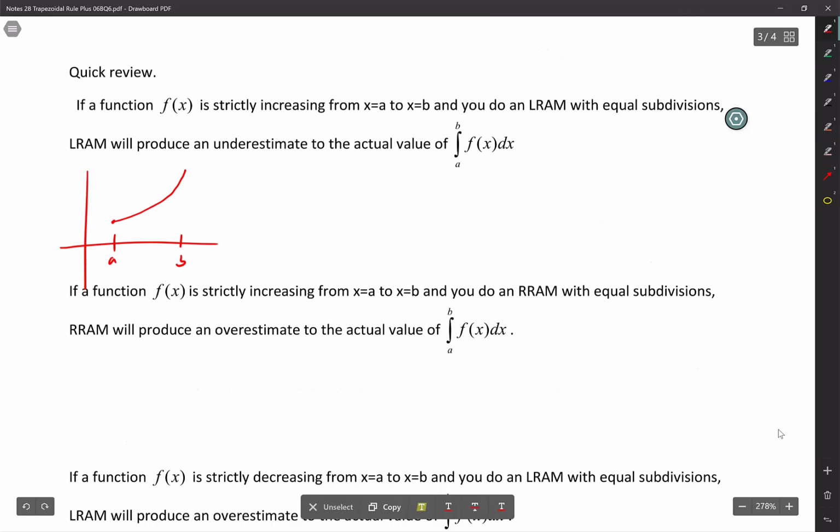So here's a to b, and I'm just going to do 2 rectangles. They want LRAM. So here's my 2 rectangles, LRAM. It definitely gives me an underestimate for that one. Let me do another curve, and let me do it concave down and see if it's the same. A and B, and right in the middle, and LRAM. Yep, it does an underestimate. Check mark. Yay.